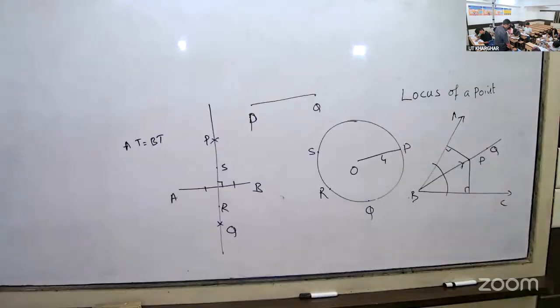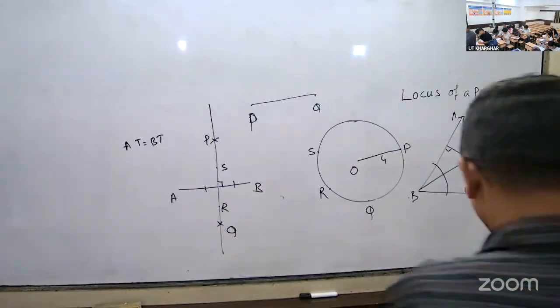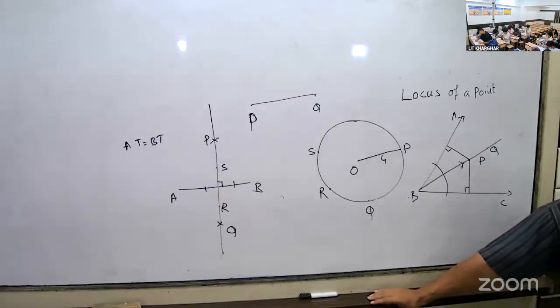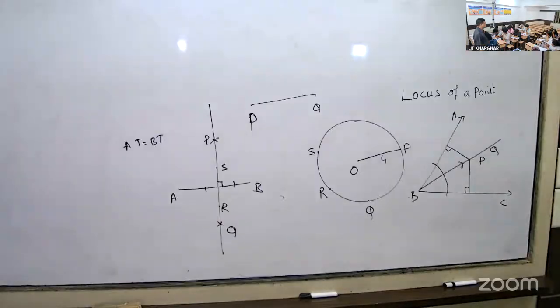First property. Locus of a point equidistant from a fixed point is a circle, where the fixed point is the center and the fixed distance is the radius.